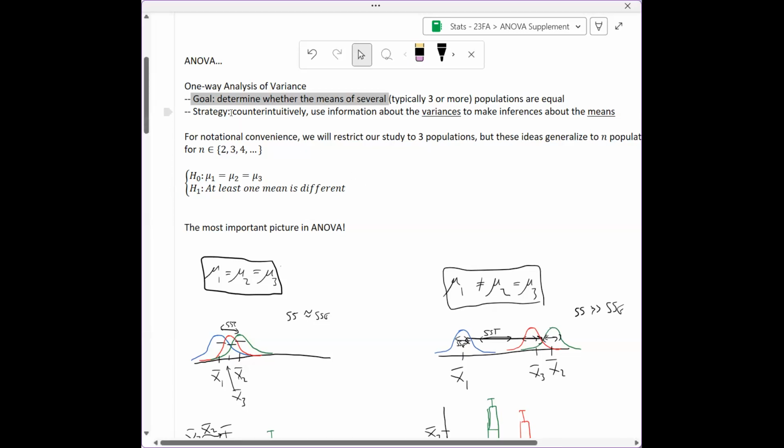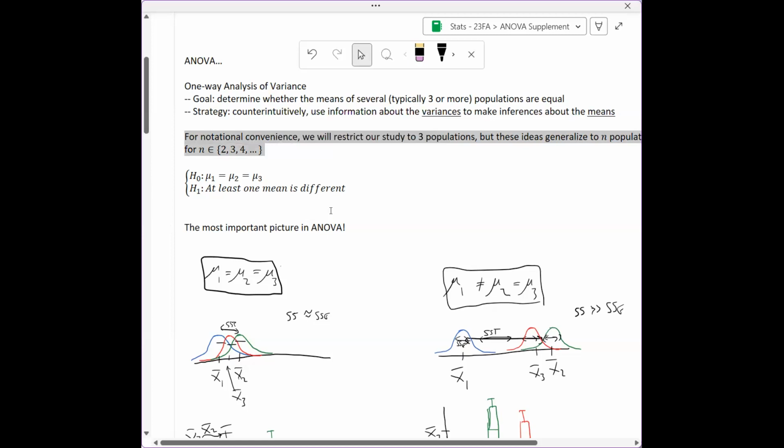And the strategy is kind of counterintuitive. The name of the procedure is analysis of variance, which makes us think about variance and standard deviation, things like that. But we're trying to answer a question about means. So counterintuitively, we actually use information about variances to make inferences about the means. This seems like a very strange thing, but in a minute, the reason that we do it this way will make a little more sense.